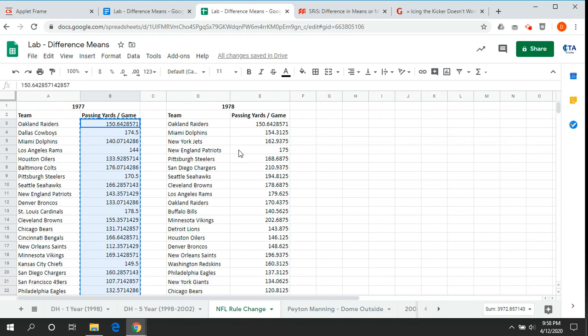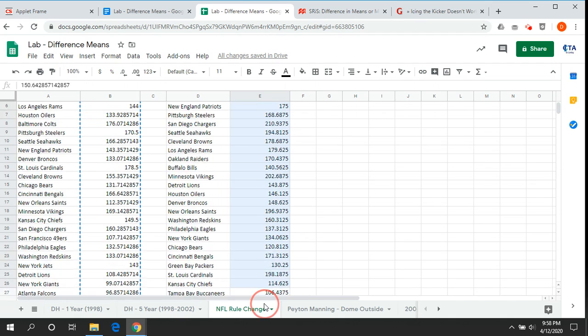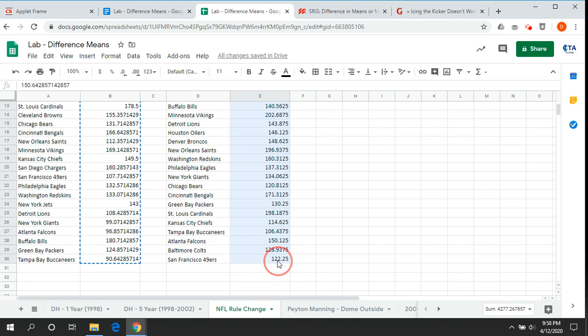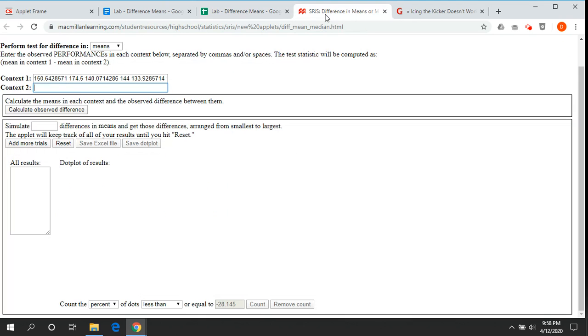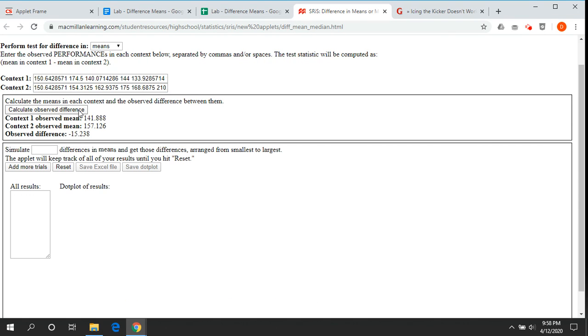I would go over here. I'd highlight these, copy and paste them into context two, calculate the observed difference. Negative 15.238. All right. So again, we can see that the average passing yards in 77 was 141, the average passing yards in 78 was 157, so it did go up. It went up by about 15.